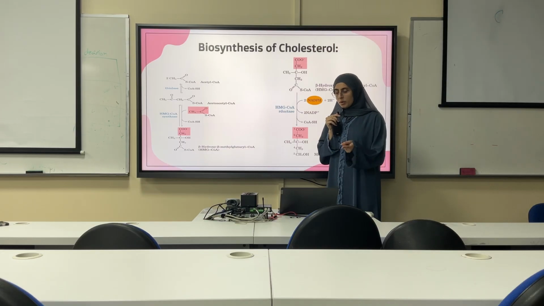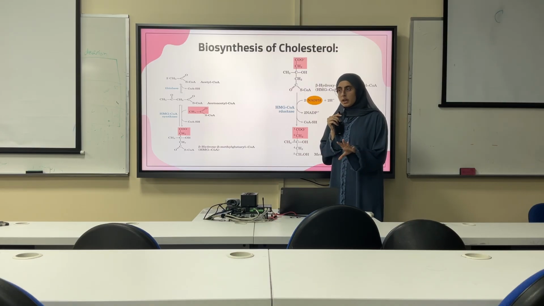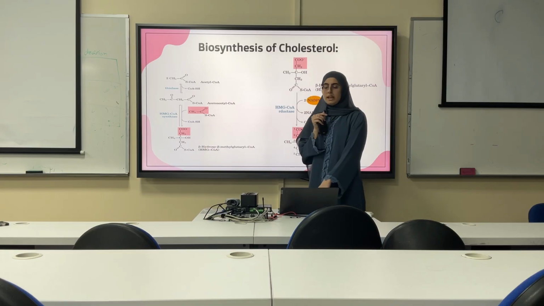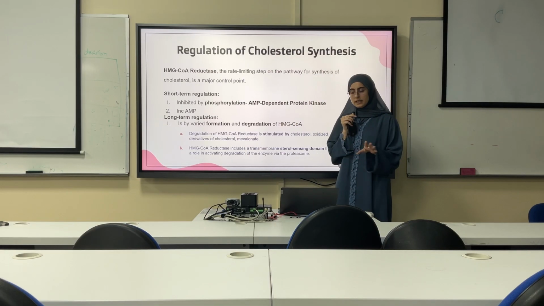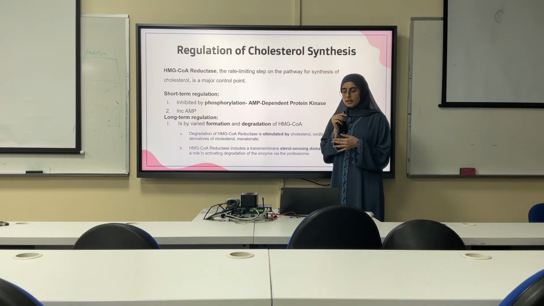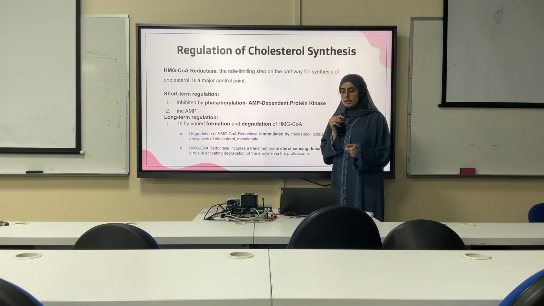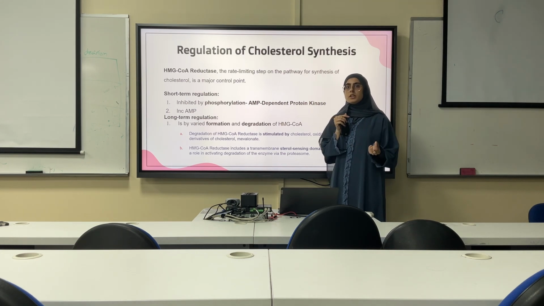Then HMG-CoA is converted into mevalonate, which is the rate-limiting step, catalyzed by the enzyme HMG-CoA reductase, which needs NADPH as a cofactor. Because this is the rate-limiting step, it is the step that is going to be regulated. We have short-term regulation and long-term regulation. In short-term regulation, when this enzyme is phosphorylated, it's inhibited, and this phosphorylation happens when you have high levels of AMP.